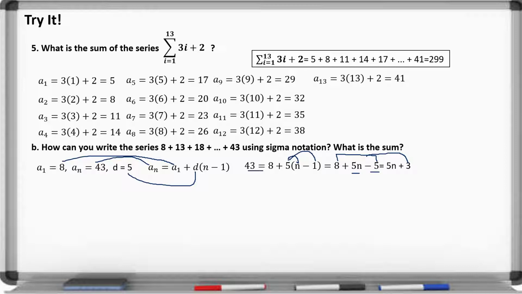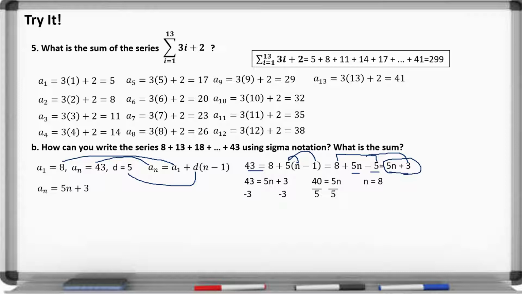So now we know that 43 is equal to 5n plus 3. So we can solve for n. Subtract 3 on both sides, so now we got 40 is equal to 5n. We want to divide by 5 on both sides, and we get n is equal to 8. So now we know there are 8 terms in the series, in the sequence. Keep in mind that we know that an is 5n plus 3 because we just found that right here.